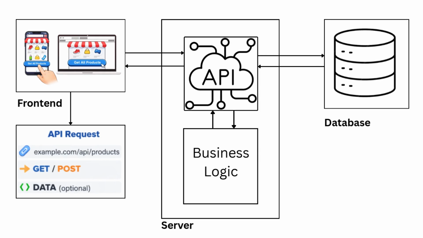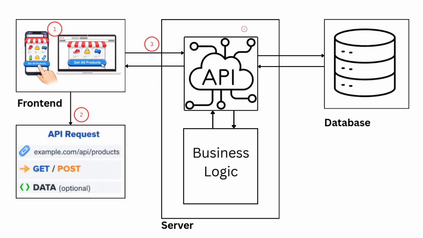This is very important. First, the user clicks a button like get all products. Second, the front end creates an API request. This request includes the API URL, the HTTP method like GET or POST, and sometimes the data. Third, this request is sent to the server through the internet.